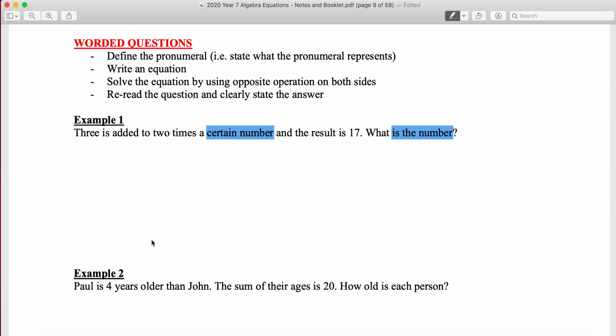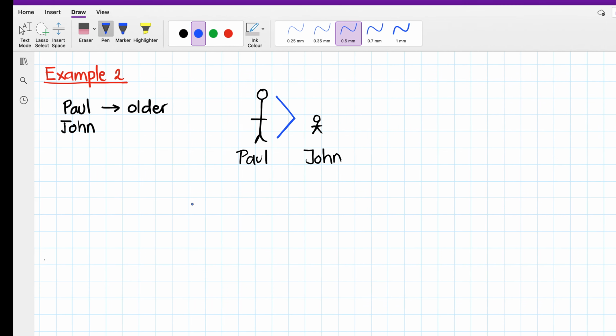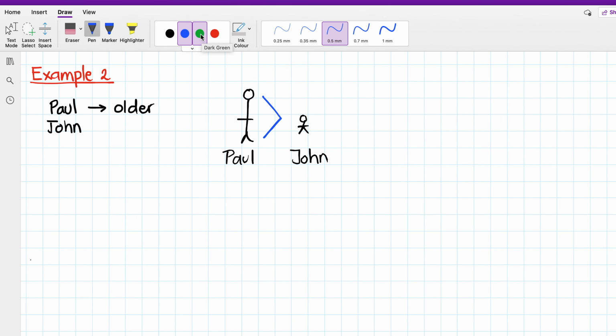So, how many years older? 4 years older. That means that whatever John has, Paul is going to have 4 more years. So I will say that Paul has the age of John. Agree? If he had the same age as John, they would be the same, but they're not. Paul is the age of John plus 4. Because Paul is older, his age is going to be greater than the age of John. Okay? Pause that, because that's important for you to understand first.